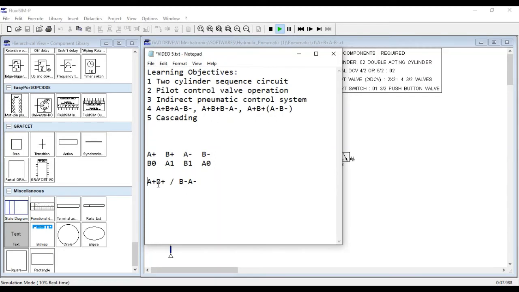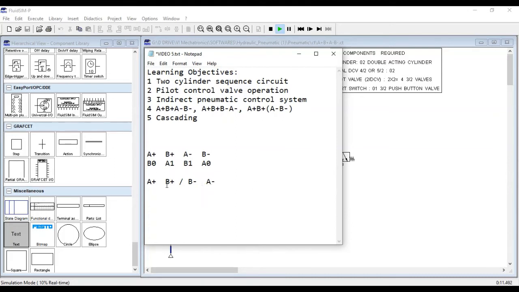So next configuration, or next combination. Previously we have done it for A positive, B positive, A negative and B negative. Now the sequence is changed. Now the sequence is A plus, B plus, as in the previous one, but now instead of A minus we have B minus, and then there is A minus. So here: A plus, B plus, B minus, A minus. Likewise many combinations can be done, which you can study at home.